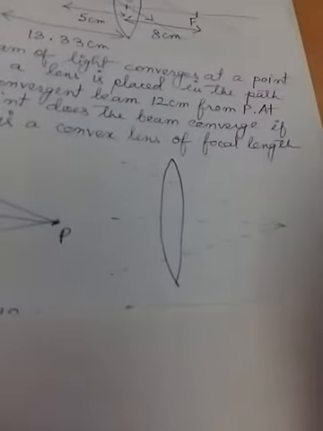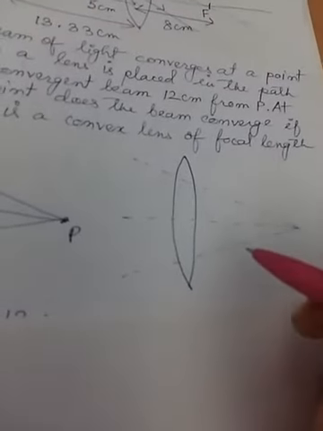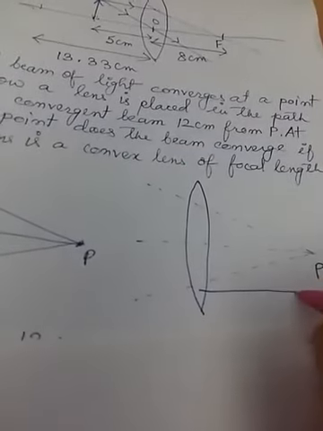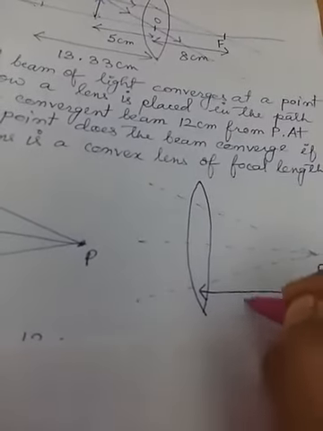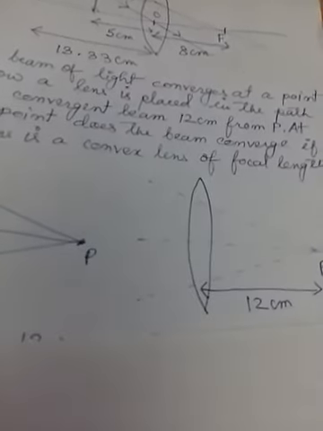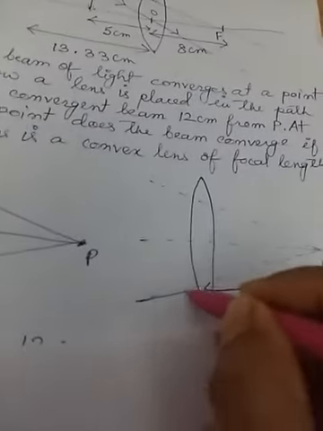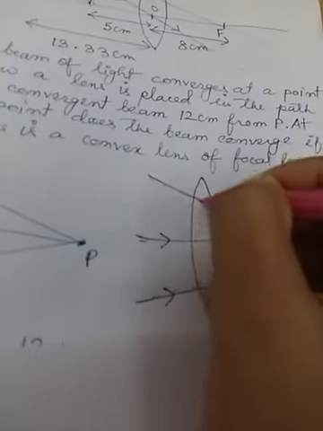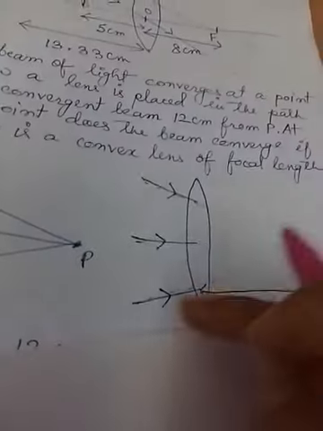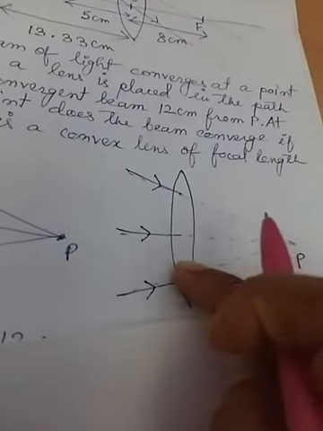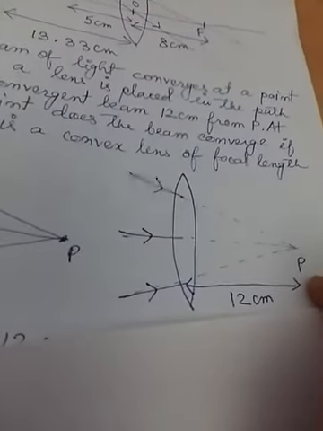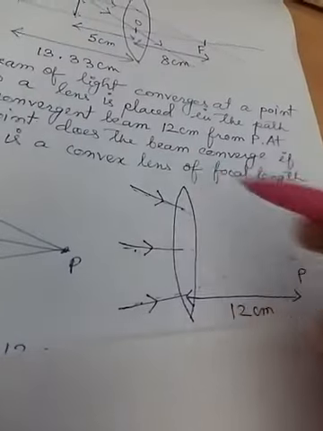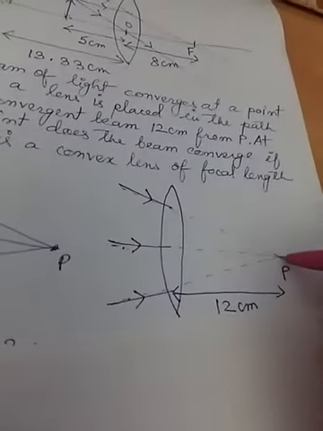Since we place one convex lens, that particular lens is at a distance of 12 cm from the point P. So these are the rays. If this particular lens is absent, then they will converge at the point P. It means these convergent rays converge at the point P.